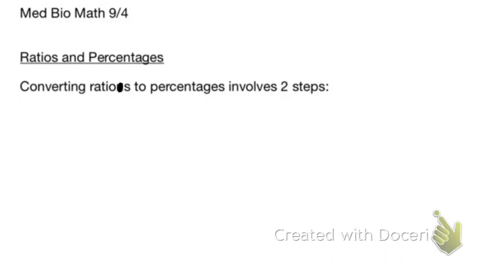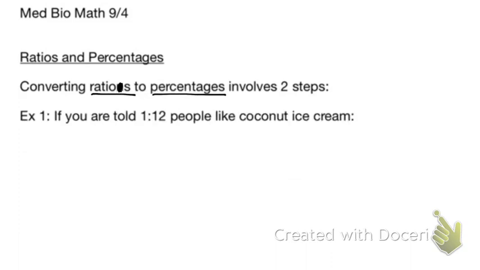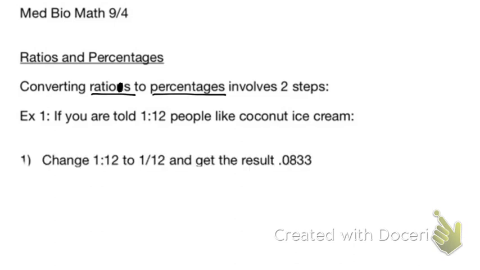So converting ratios to percentages involves two steps. Remember that in this step we are going from ratio to percentage. If you are told that 1 in 12 people like coconut ice cream, as our example, the two steps look like this. Step 1, you change 1 out of 12 to 1 over 12. And when you divide 1 by 12, you get a result of 0.0833.